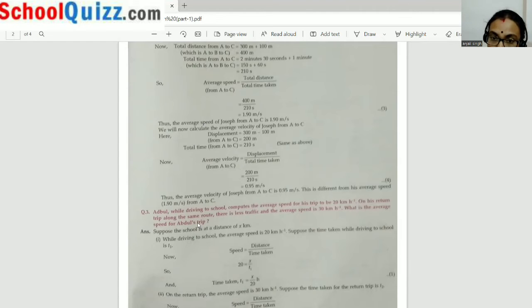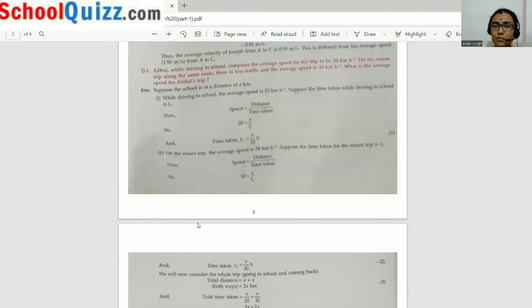Okay, this is the second. I think this is easier than the first question. Like that I'll take most of the questions, almost I'll take all questions.